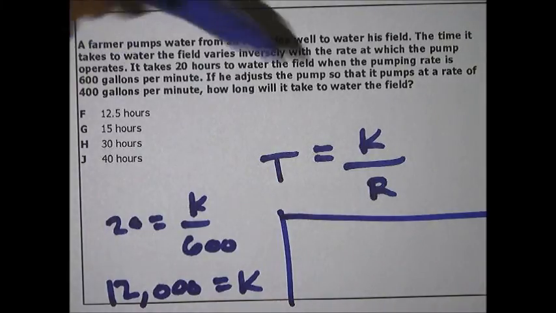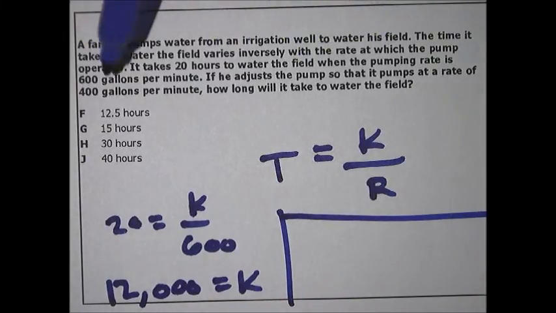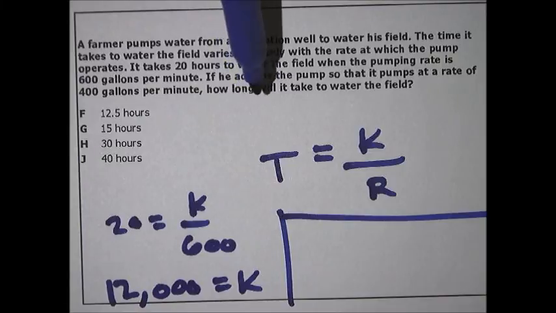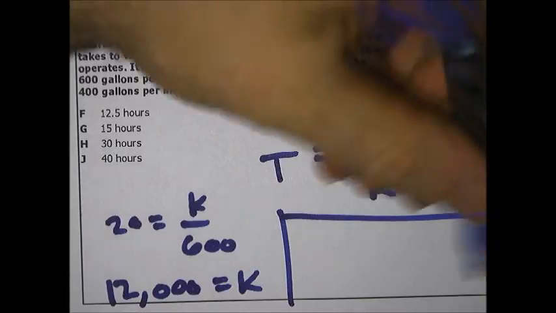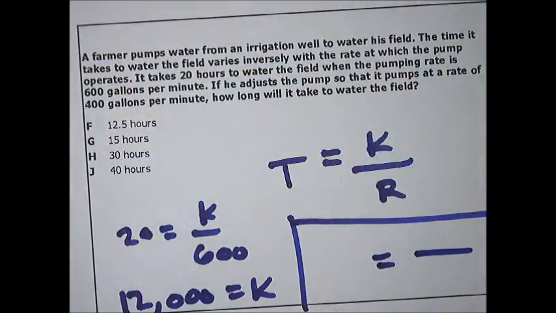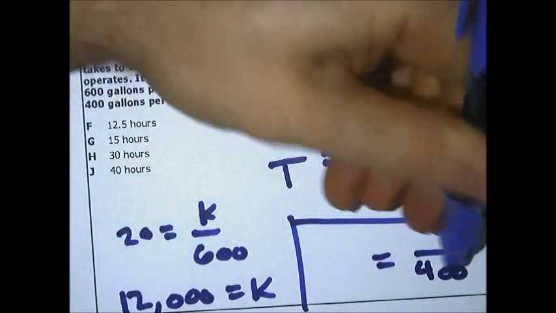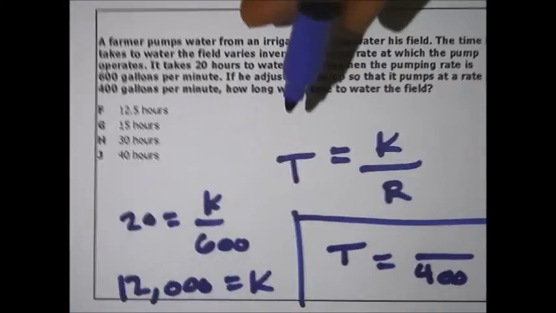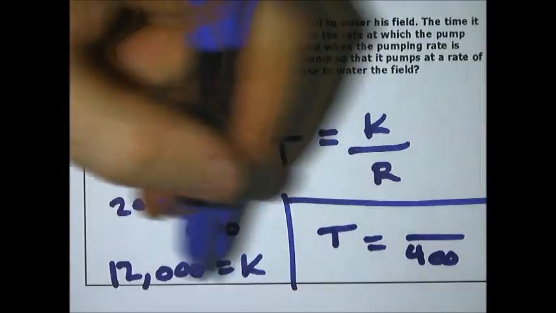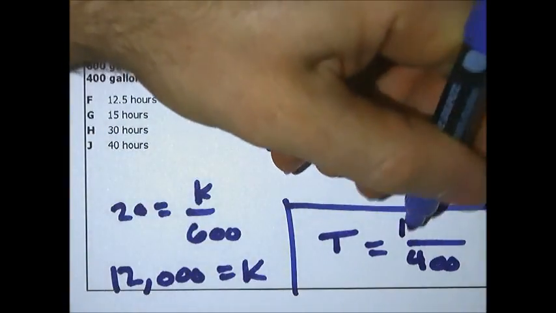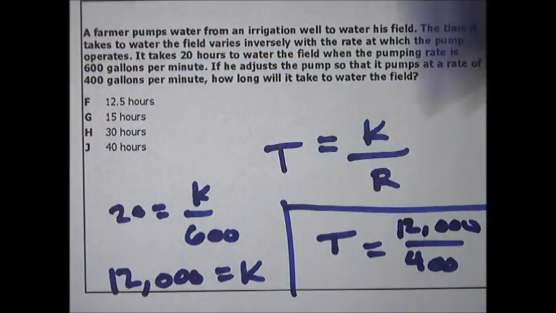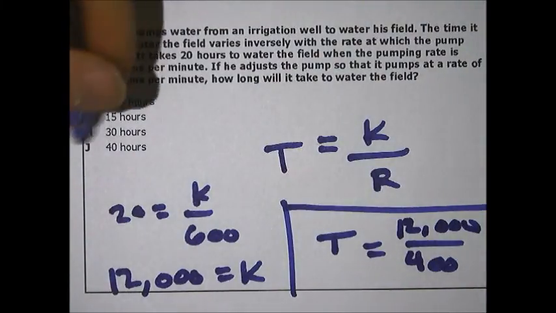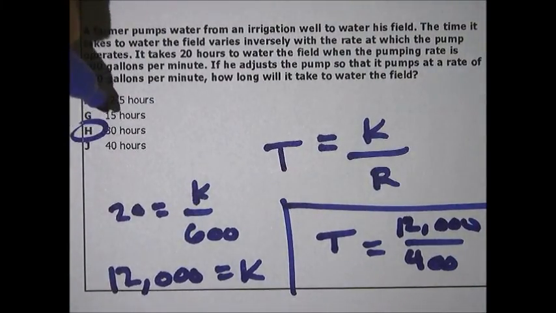And it says, if he adjusts the pump so that the rate is 400, how long will it take to water the field? In other words, they're now telling you that the rate is 400. They want us to find the time, but you know what k is because we just found it over here. It's 12,000. And 12,000 divided by 400 is choice H, 30.